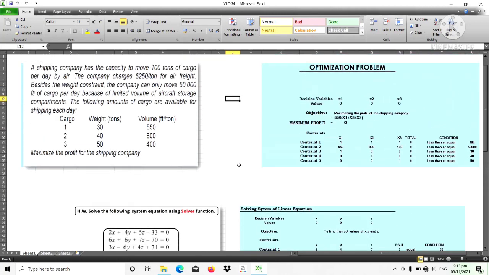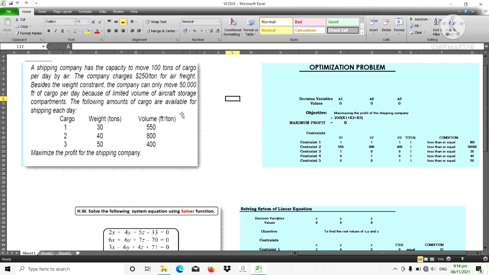So for the first problem, which is the optimization problem, a shipping company has the capacity to move 100 tons of cargo per day by air. The company charges $250 per ton for air freight. Besides the weight constraint, the company can only move 50,000 cubic feet of cargo per day because of limited volume of aircraft storage compartments. The following amounts of cargo are available for shipping each day.